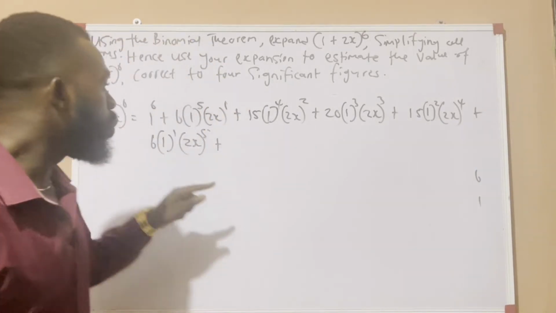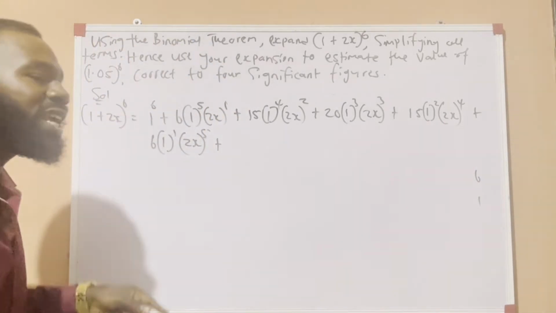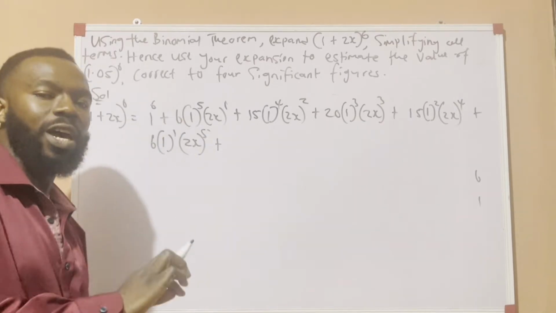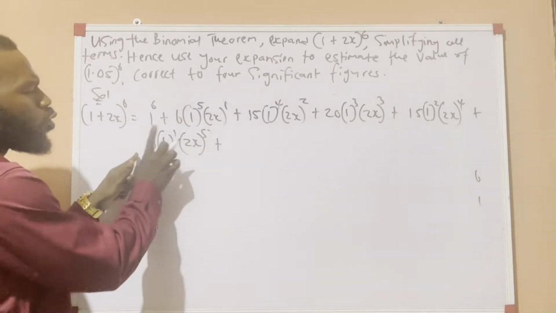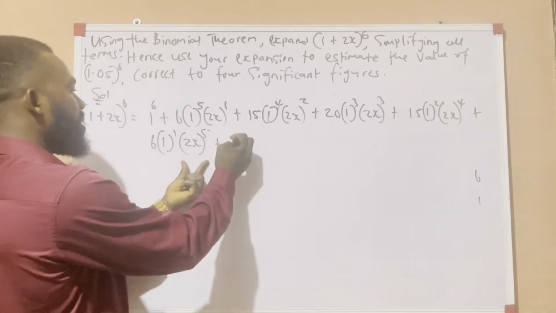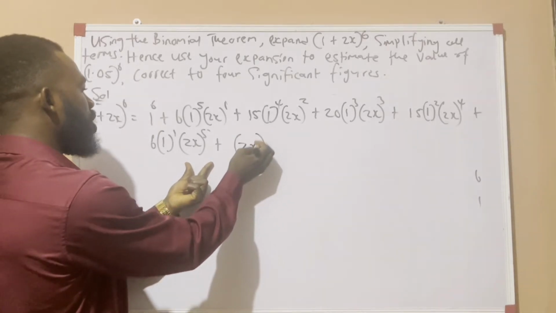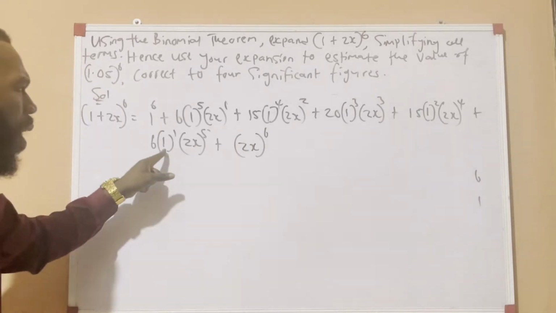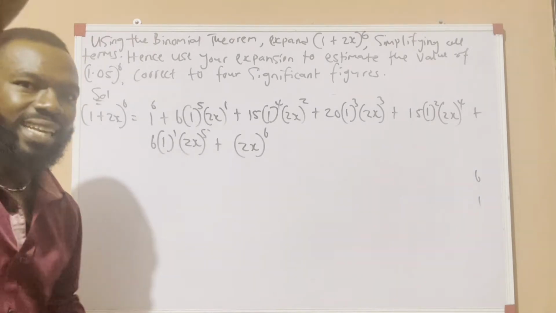Watch. Now, you will see that the power of 1 will not reduce from 1 to 0. So, you will not say there is no need to include 1. So, what will I just have in this last part? 2x raised to the power of 6, because 1 raised to the power of 0 will still give us 1. So, this is the idea.